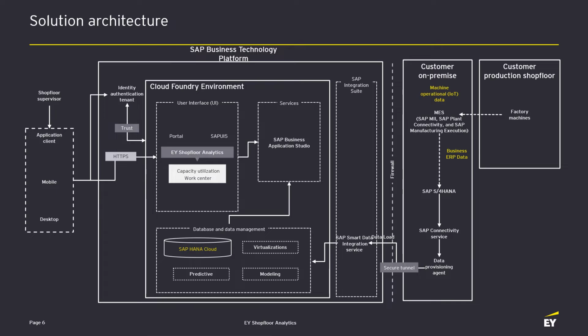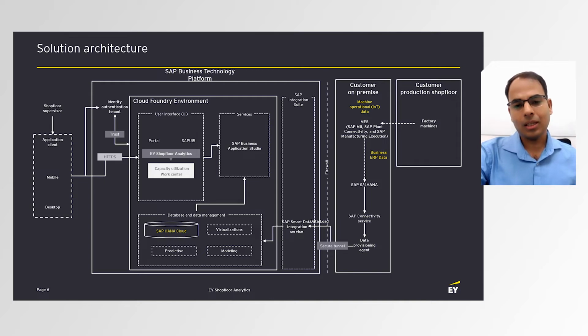Now the S4 HANA data is being pulled into the BTP platform using the SAP connectivity service or Cloud Connector services configuration, and then there is an integration suite service, which is SAP Smart Data Integration, SDI. This SDI is a service which helps us provision our on-premise data into the cloud. When I say cloud, our destination becomes our database, which is SAP HANA Cloud.